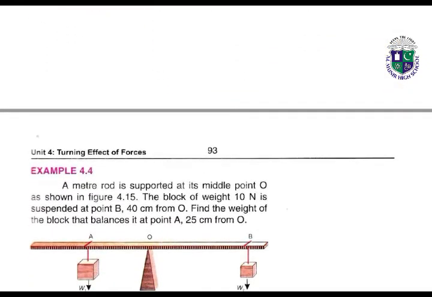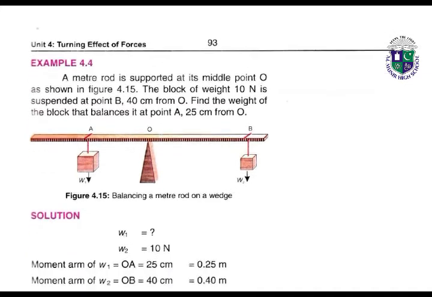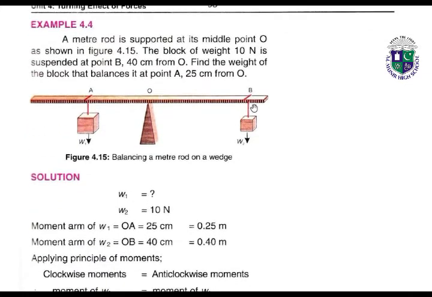Next we have example number 4.4. Here we have a meter rod that is supported at its middle, point O. So point O is the middle of this rod. A block of weight 10 Newton is suspended at point B. Look at point B. Here we have the weight of 10 Newton, which is 40 centimeter from point O. Find the weight of the other block, block A, that balances it at point A, which is 25 centimeter from the middle point O.